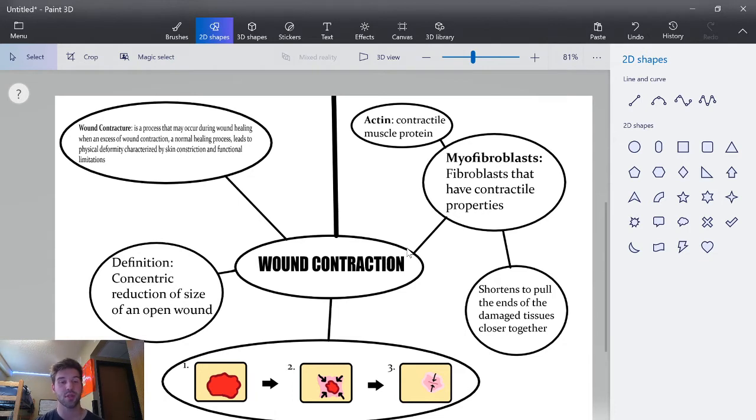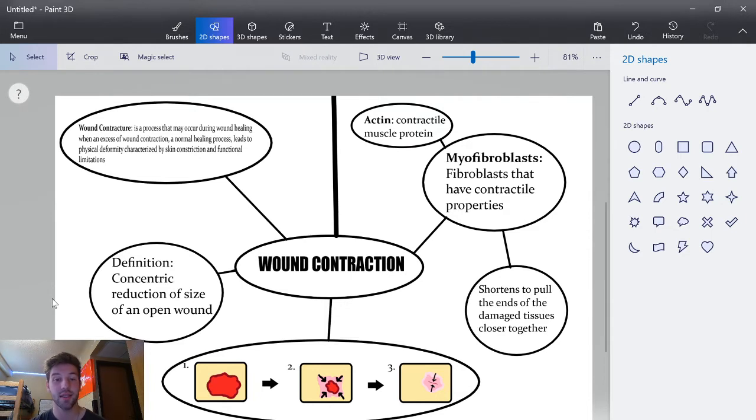So wound contraction, the definition to the left, right by my cursor, if you can see it: concentric reduction of size of an open wound, which is pretty common sense if you just look at the words wound contraction. Contract meaning decrease in size, to contract. So yeah, just decreasing the size of the wound. In this case, it's like pulling it together.